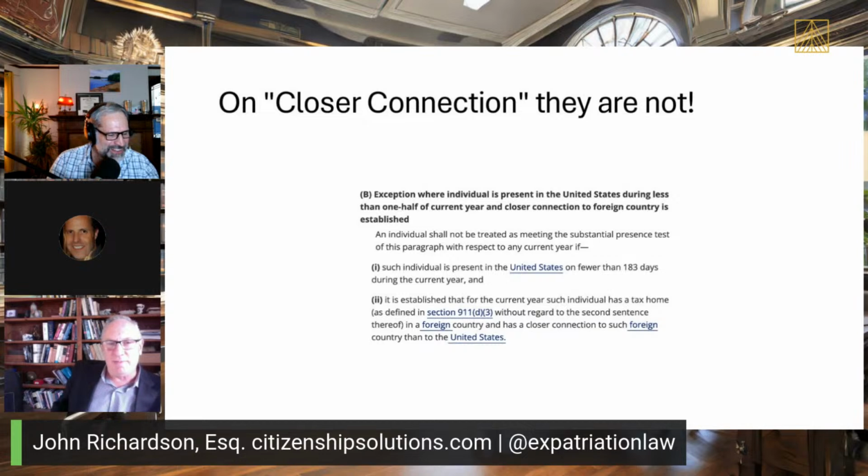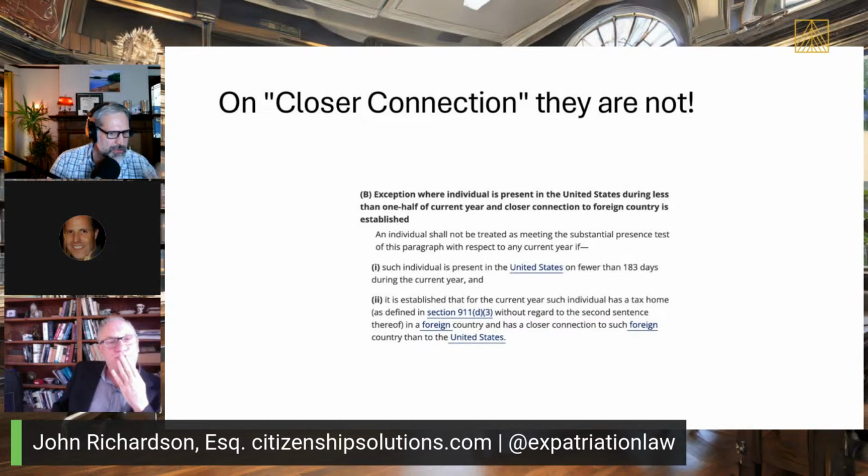They say closer connection. Now that is not defined in the Internal Revenue Code. It's sort of defined, or tried to be defined, by the no one factor in the regs, and in the form itself. So now let's ask ourselves, what would it mean to have a closer connection?